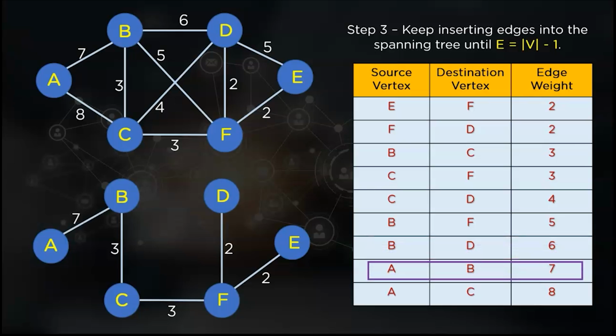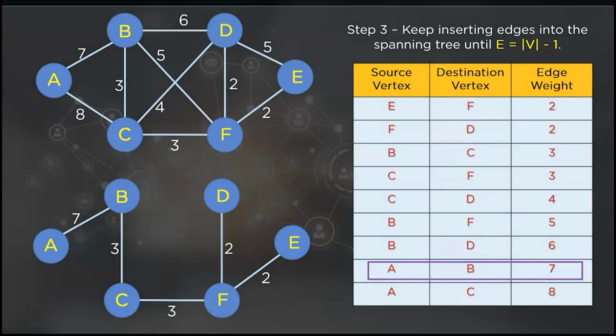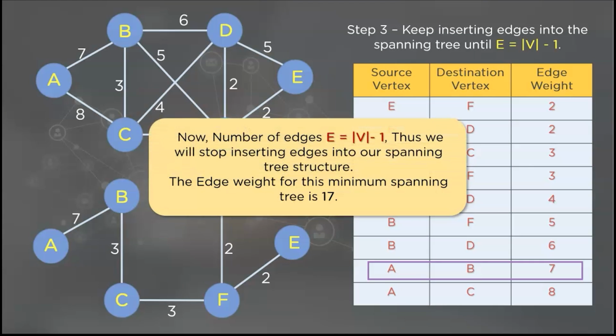Next up is edge AB with a weight value 7. Even though this edge has a higher weight value than previous edges, it does not formulate any cycle in our MST, so we'll include it in our tree structure. By doing that, we have generated V minus 1 edges for our spanning tree. Thus, we won't iterate further in our sorted list. This generated MST has the minimum possible cost for our graph G(V, E), which is 17.